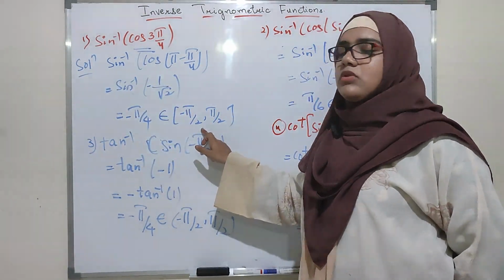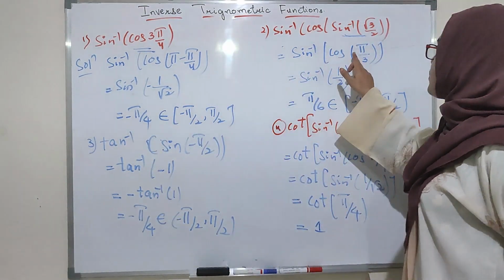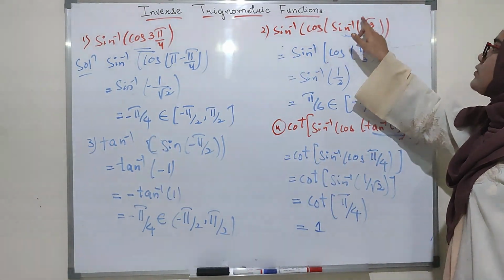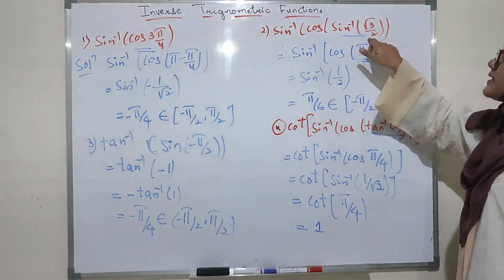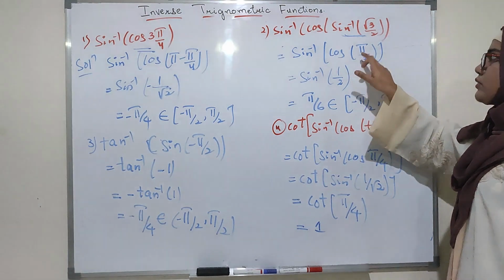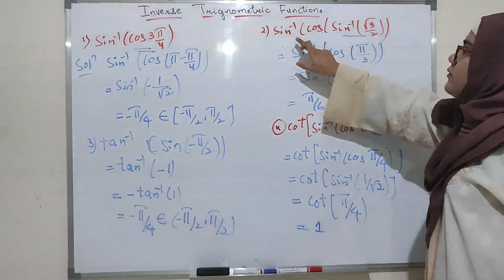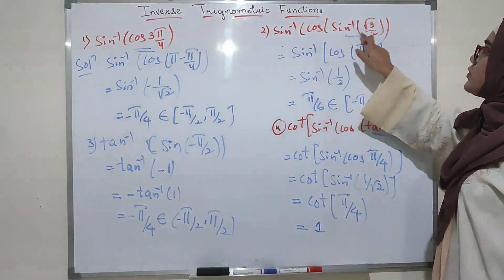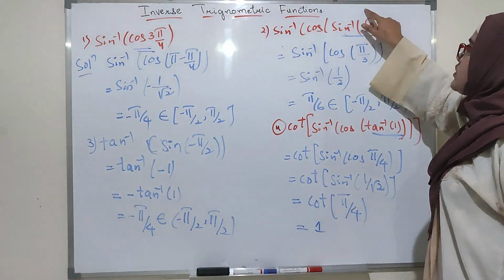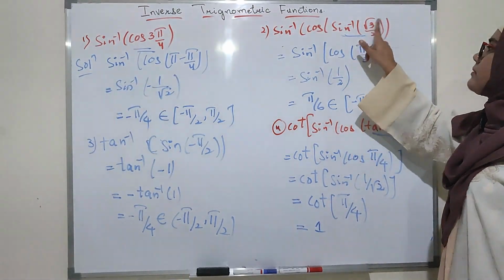In the second one also we have cos of sin inverse of root 3 by 2. Sin 60 is root 3 by 2, so we have written sin 60. Now we have three trigonometric ratios. First we have to solve for the last term. Sin inverse of root 3 by 2 is 60 degrees, since sin 60 is root 3 by 2.